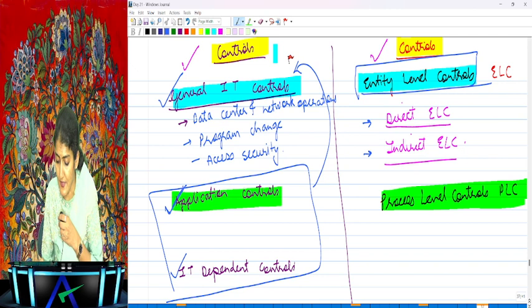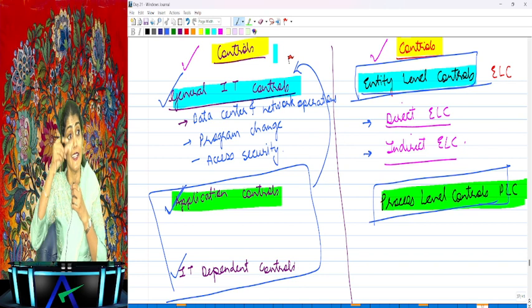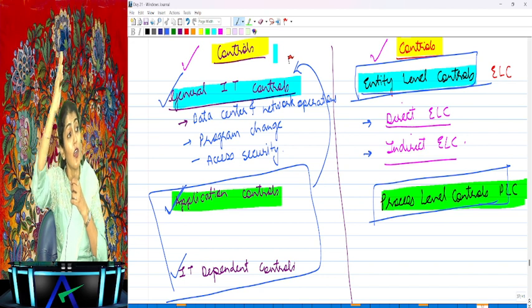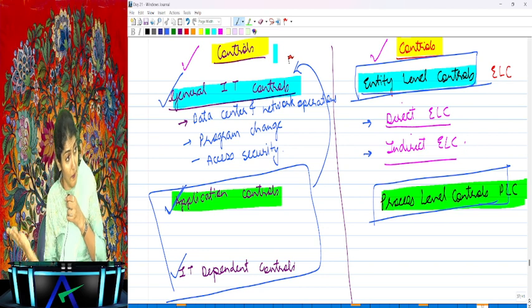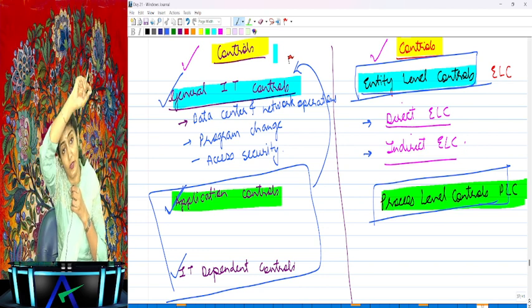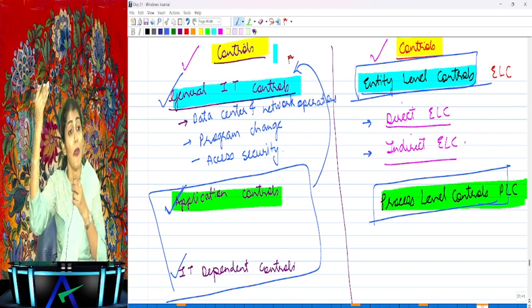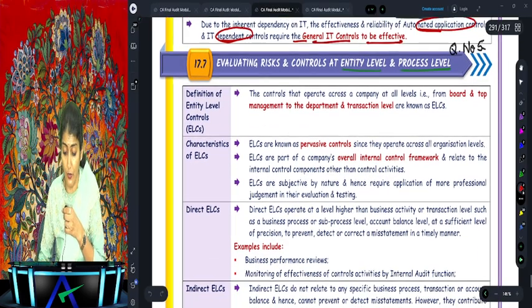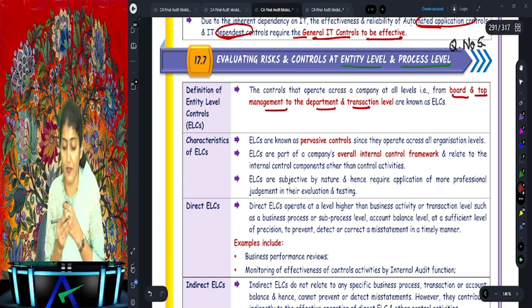Now coming to the next discussion, which is the entity level controls and the process level controls. Entity level, the name itself means that these are the controls which are operating across the organization, from the board and top management to the department transaction level, from the CEO of the company to the clerk. They are called entity level controls, which are indirect controls, pervasive controls, and they operate across a company at all levels.